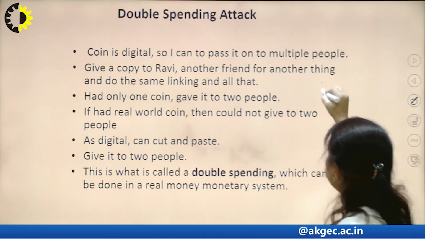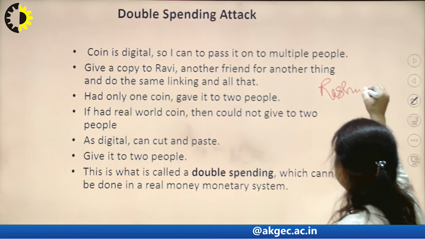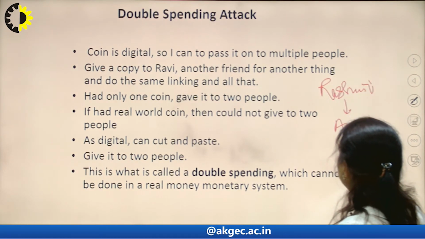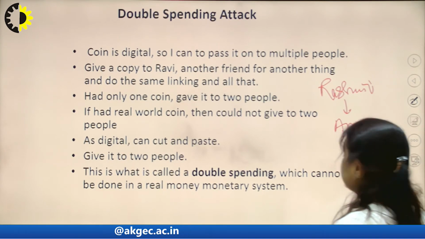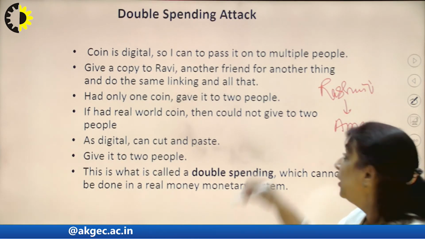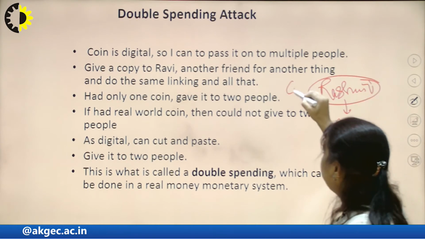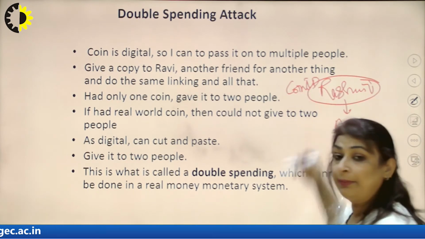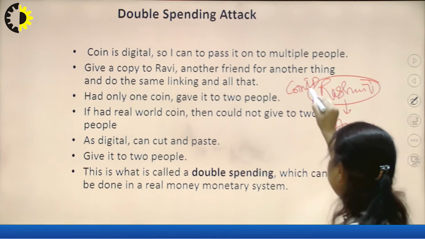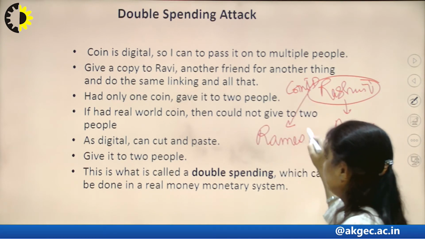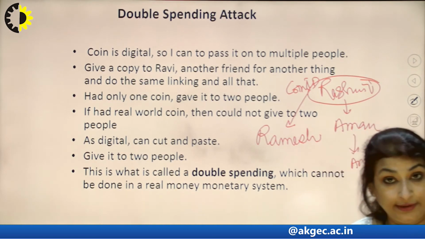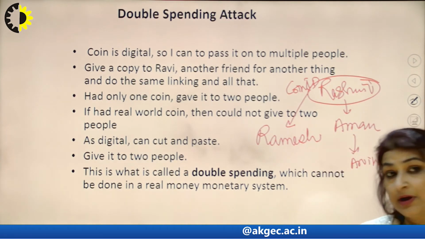Say, because I have told Rashmi was the creator, then I gave it to Aman, and then Aman gave it to Arvind. This is for digital coins or the tokens. So I have this particular coin ID and I can give it to anybody else also. So now I decided that I should give to Ramesh.